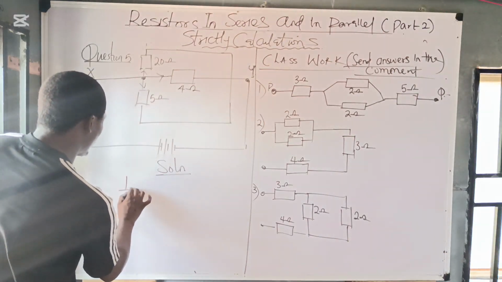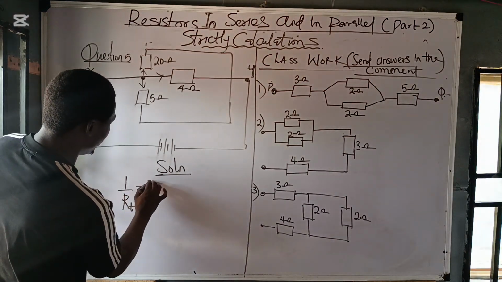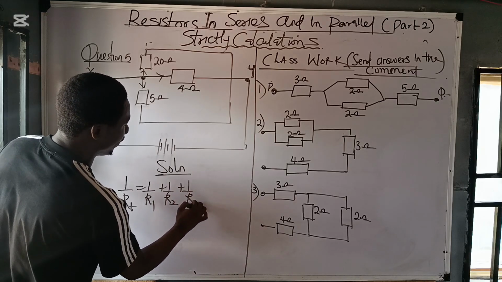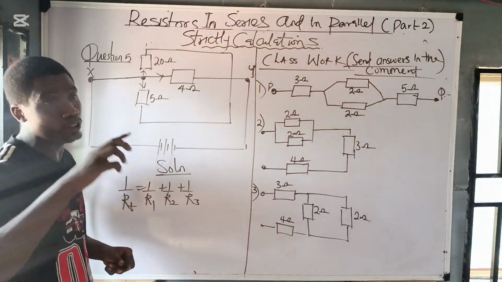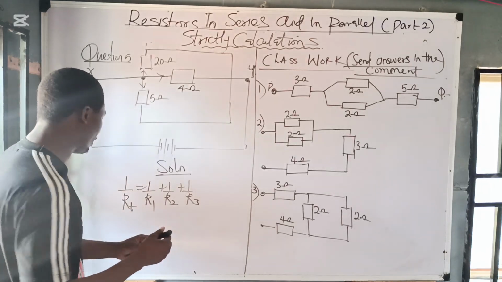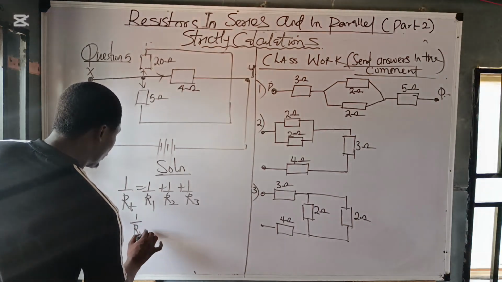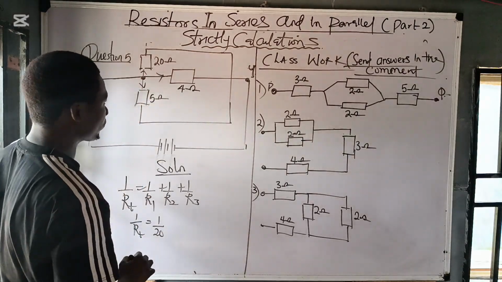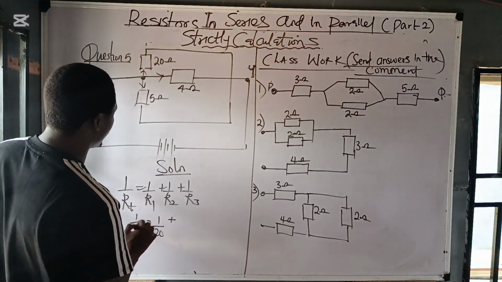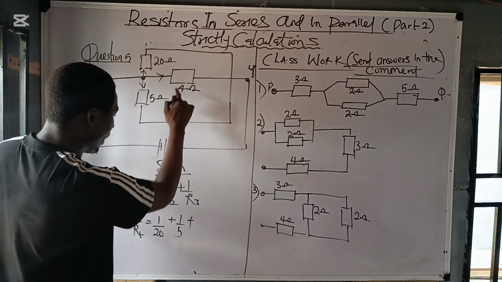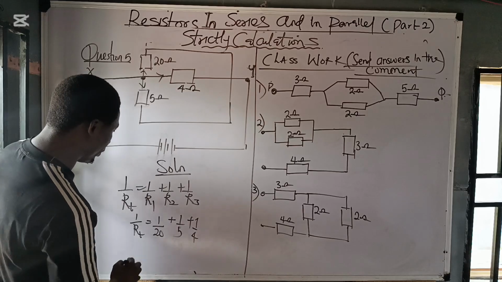Our formula for parallel connection is 1 over R total equals 1 over R1 plus 1 over R2 plus 1 over R3. Don't forget that we can only use product over sum for 2 resistors in parallel. So 1 over R total equals 1 over, the first one there is 20, plus 1 over the second one, 5, plus 1 over 4. So what do we do now?